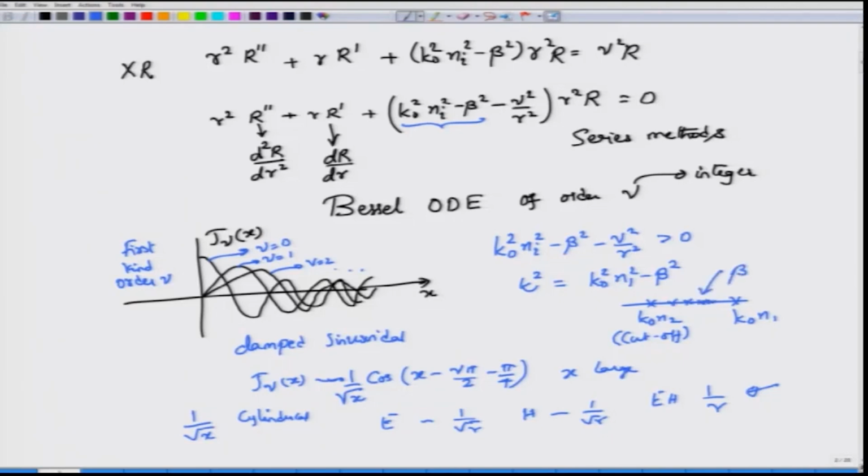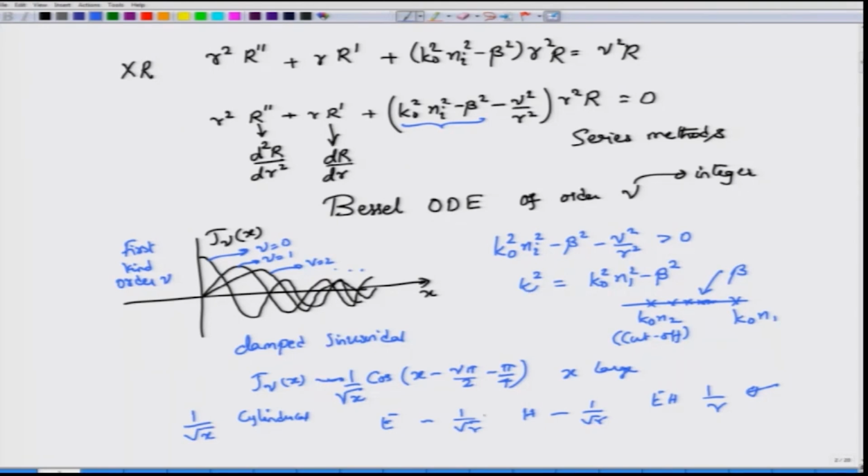Okay. So, these allowed values of beta are discrete, as we have seen earlier, and the transverse wave number can go from a minimum of 0 when beta equals k 0 n 1, to a maximum of k 0 times the square root of n 1 square minus n 2 square, when beta reaches k 0 n 2 and gets cut off. This we have seen earlier in the slab waveguide, exactly the same procedure. I am using the same notation as well.